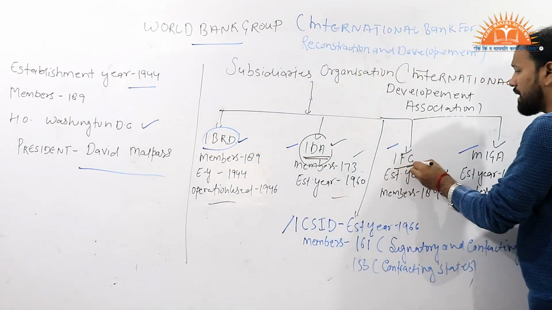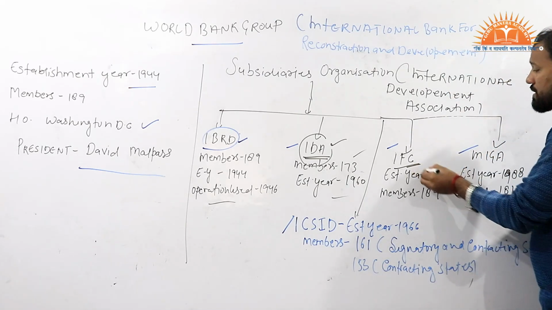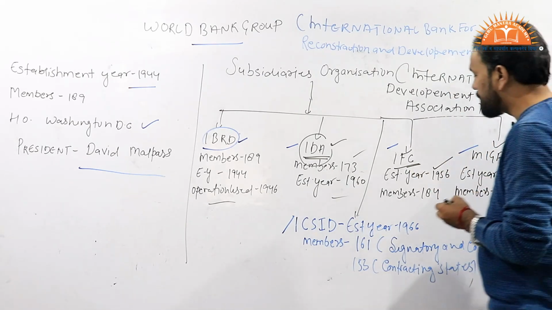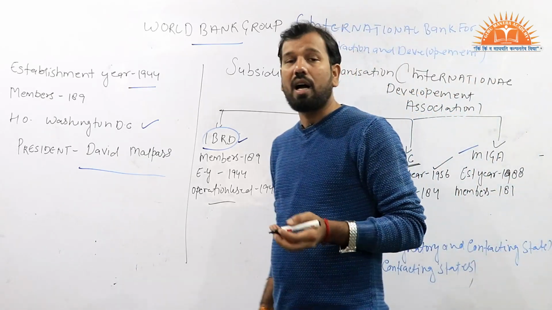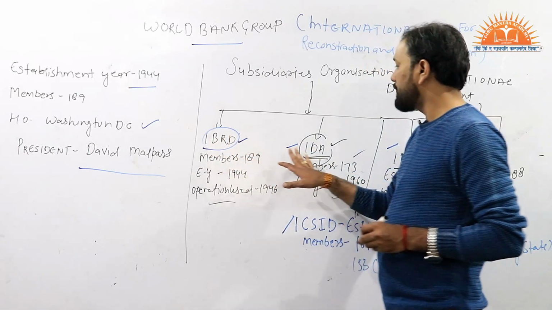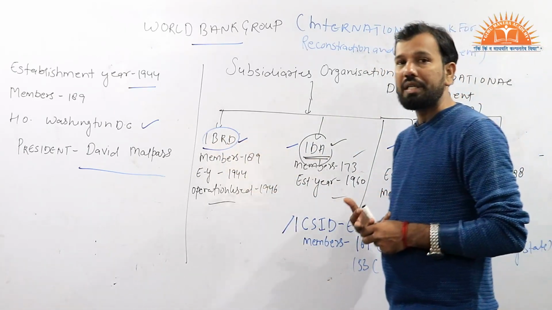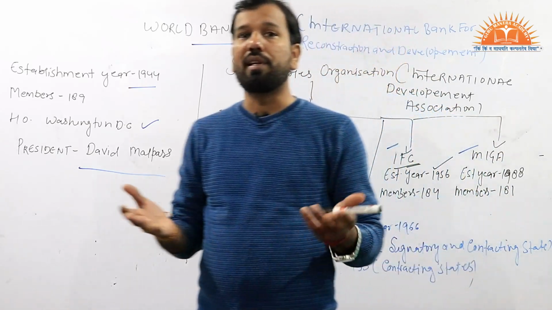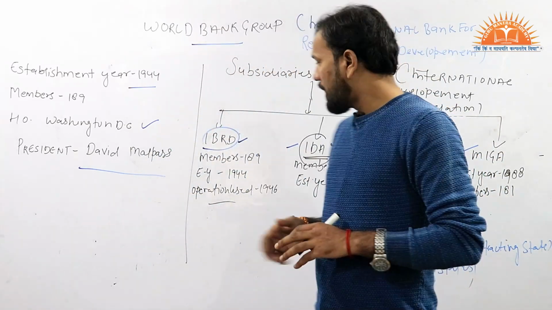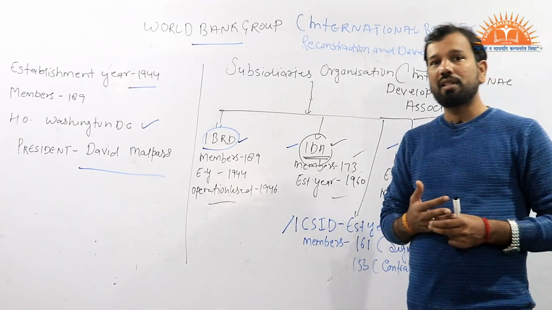Third is the IFC, International Finance Corporation. It was started in 1956, and there are 184 countries that are members of the IFC. As I've already discussed, IBRD provides loans to the developed countries, and whatever money they provide is mainly used for some infrastructure projects, and the IDA provides loans to the developing countries, and the money is used for social security schemes.